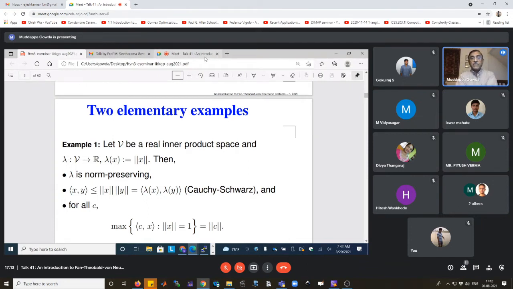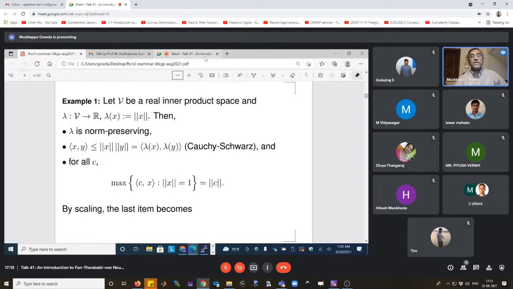And we have the Cauchy-Schwarz inequality. So x dot y is less than or equal to norm x times norm y. But norm x is nothing but lambda x and norm y is nothing but lambda y. And the inner product is taken in R. So it is simply lambda x dot lambda y. So in other words, our condition 2 of the FTVN system holds in this particular case.